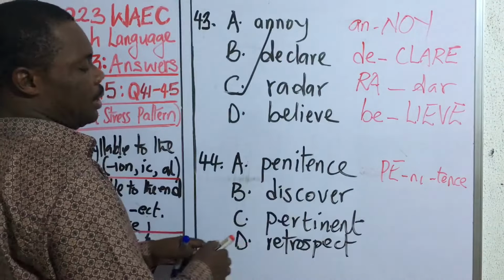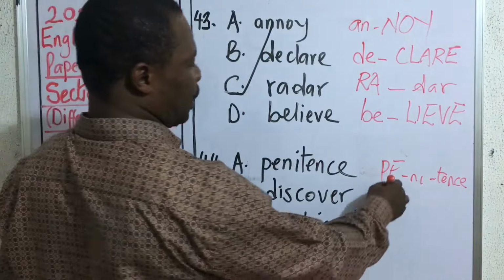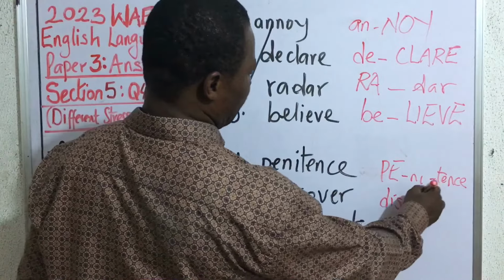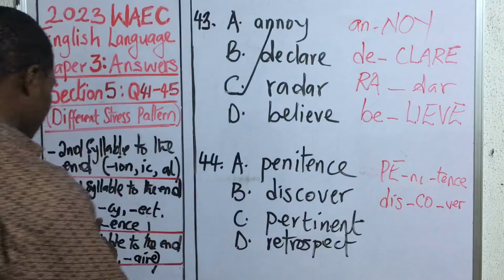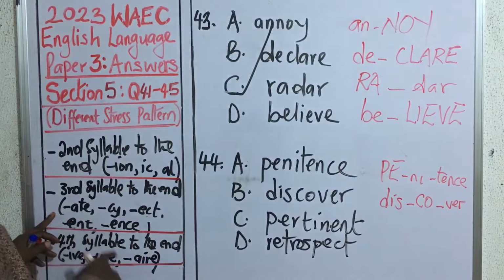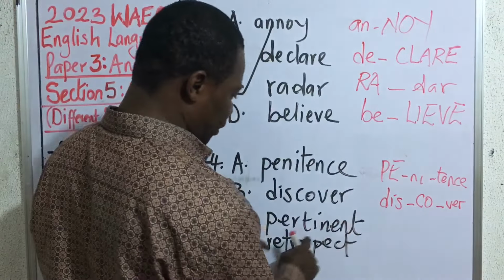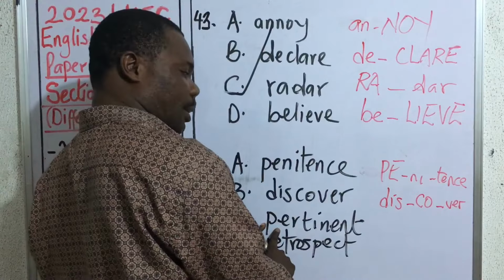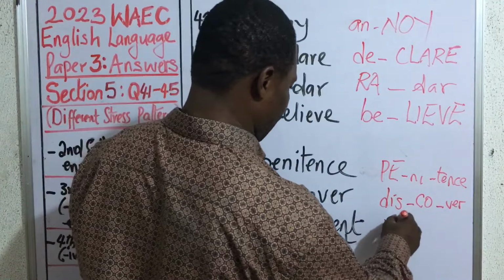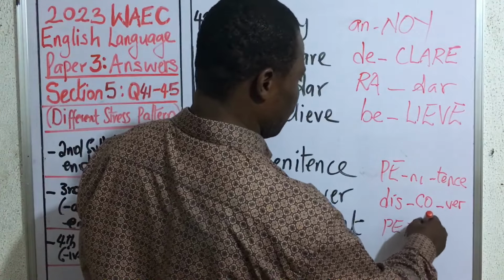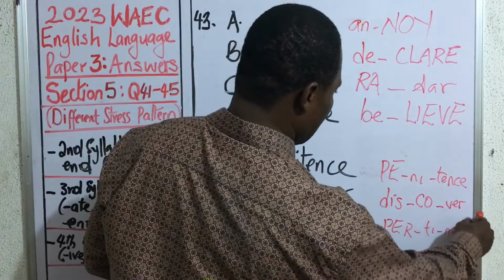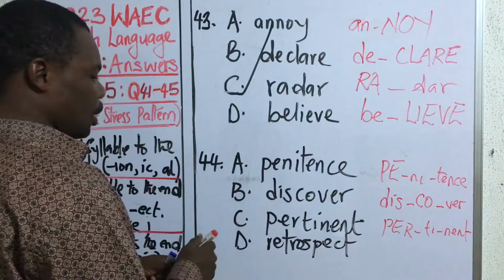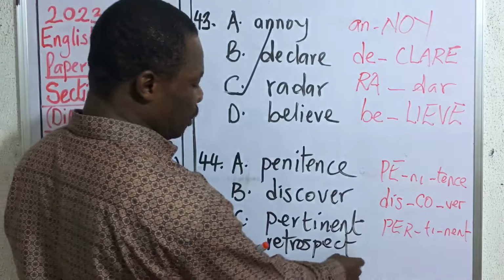Discover. For this word, the second syllable is stressed. So you're going to have dis, and then you have cov, and then you have er. You can check that one out from our second rule here. So it ends in ENT, you're going to stress the first or the third syllable to the end. So you have her names. Then option D, you have retrospect.